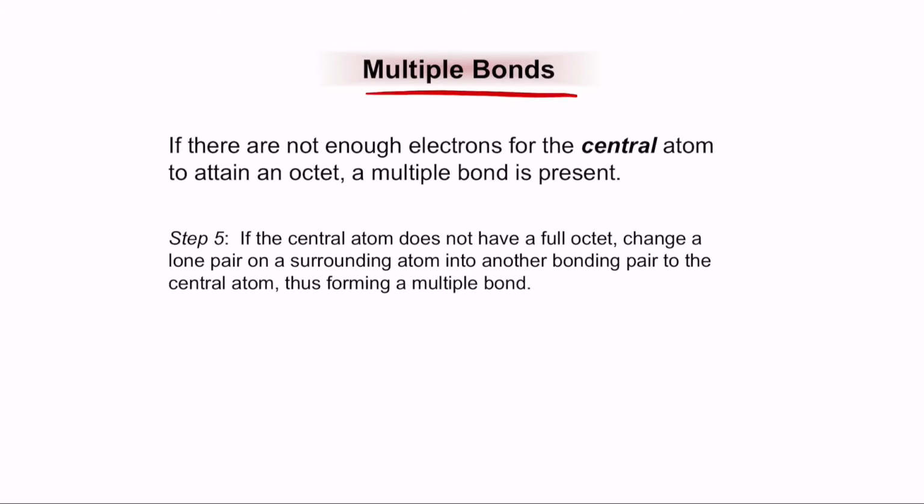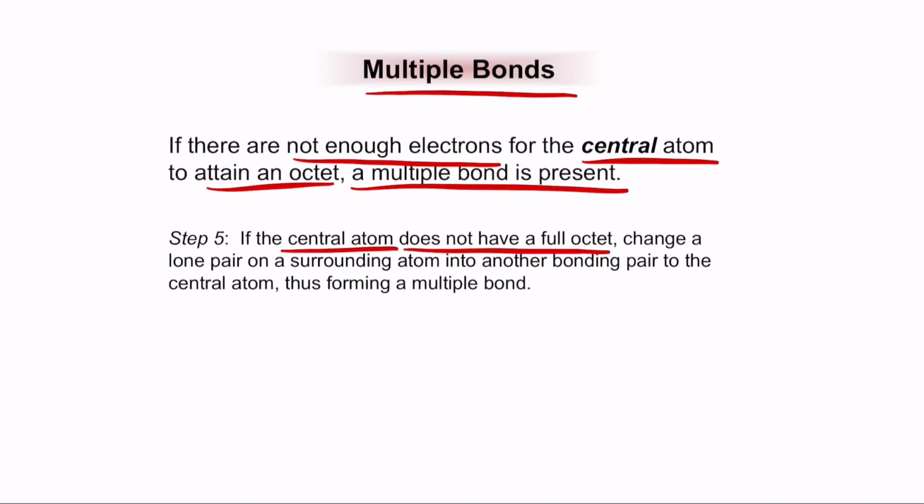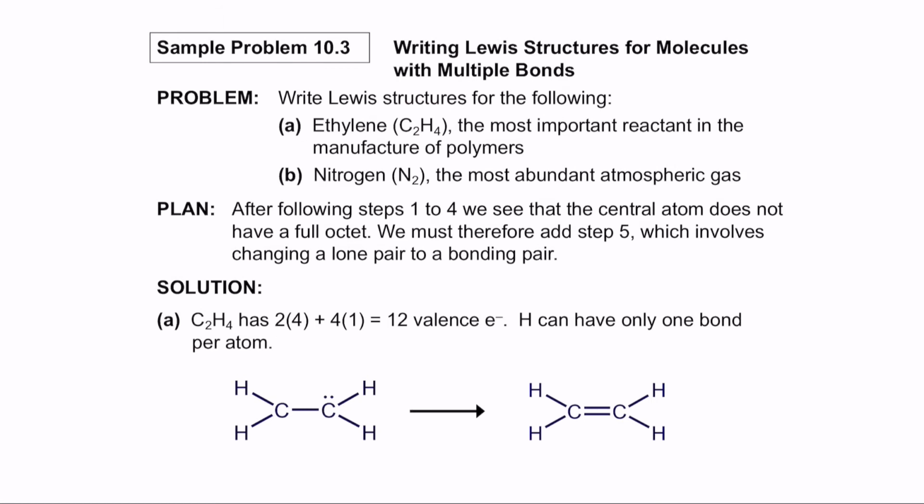Now let's come to multiple bonds. If there are not enough electrons for the central atom to attain an octet, you end up getting a multiple bond. So in step 5 of the process that we did not do, if the central atom does not have a full octet, we change the lone pair of a surrounding atom into another bonding pair to the central atom, thus forming a multiple bond. So let's take an example of C2H4. So C2H4, you have carbon and carbon, and there are 4 hydrogens here.